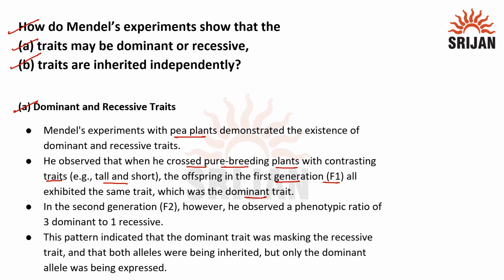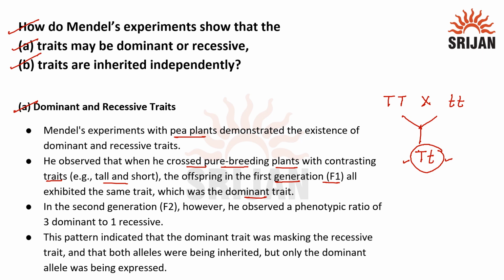For example, this is the homozygous tall which is crossed with homozygous dwarf plant, and after this we got the first generation, that is F1 generation, having the genotype of capital T small t. Here both the alleles are present, a dominant one and a recessive one, but the phenotype which is seen is only the dominant one, that is tallness was only observed.